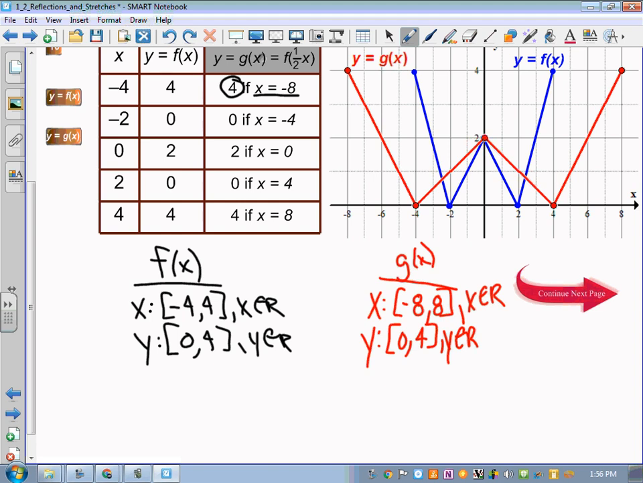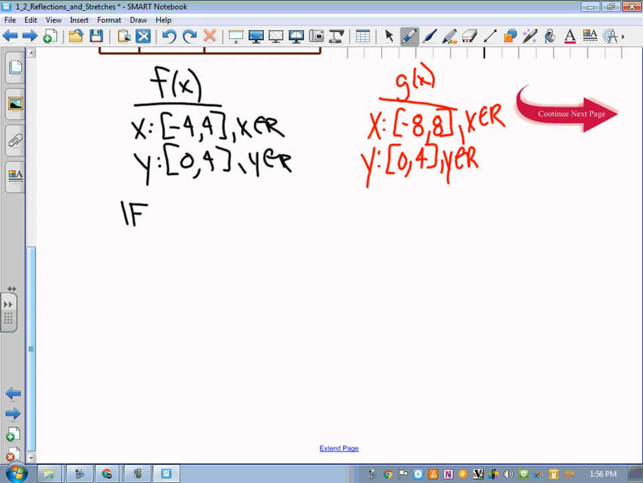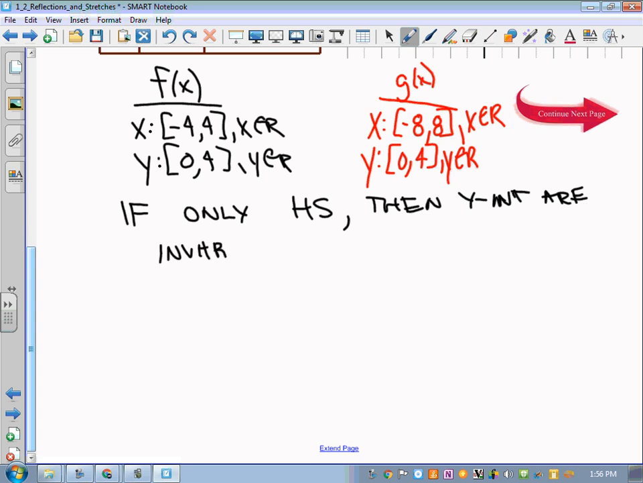And I am going to write in a nice general statement that's always true: if you only do a horizontal stretch, then our y-intercepts are invariant. Now, the reason we can get away with saying this, and it's a universal truth, is that every single y-intercept has an x value of 0 and whatever y value it needs to be. Well, if I'm multiplying x values by anything, this 0 is going to stay at 0.